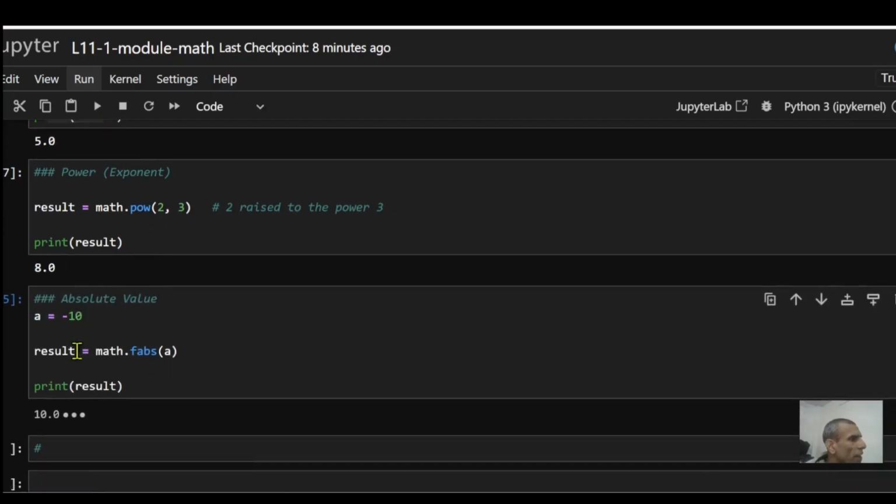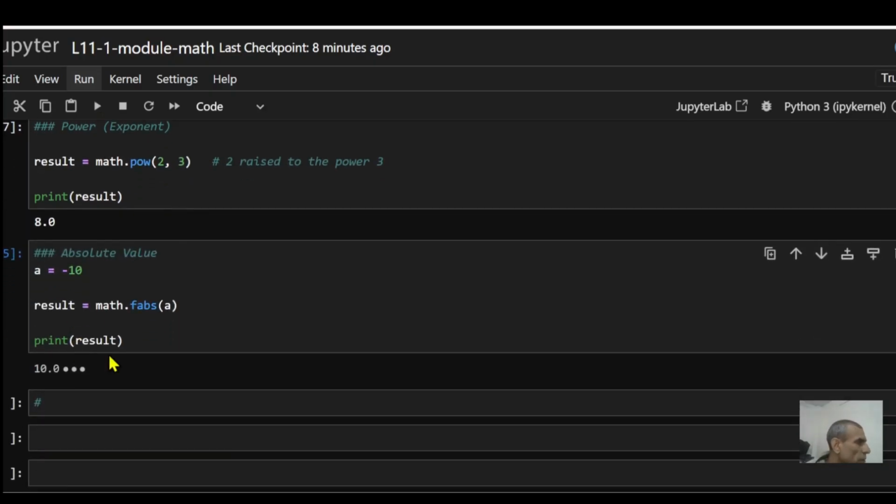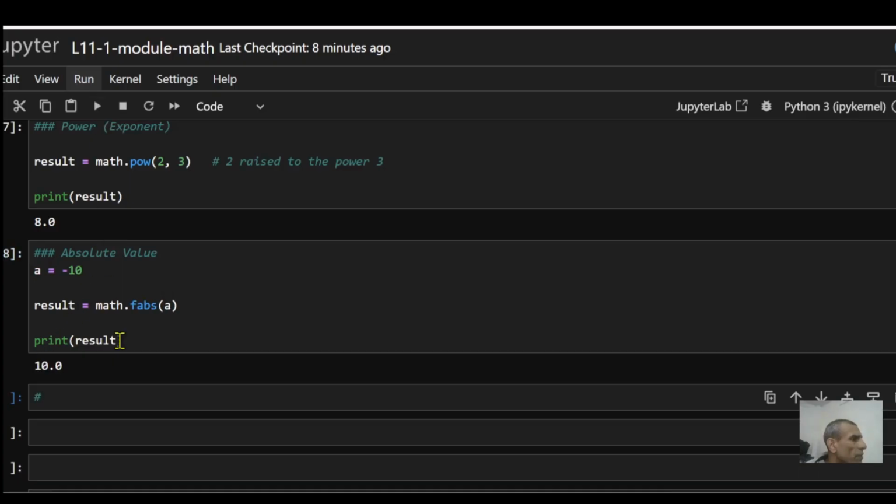How about absolute value? A lot of times you come across numbers where you want a number that is positive. In other words, you only want the magnitude of the number, only the absolute value of the number. So in this case, my a equals minus 10. You call math.fabs, which is short for absolute value, and you pass in your a. When you run this, it's going to print out the absolute value of a.